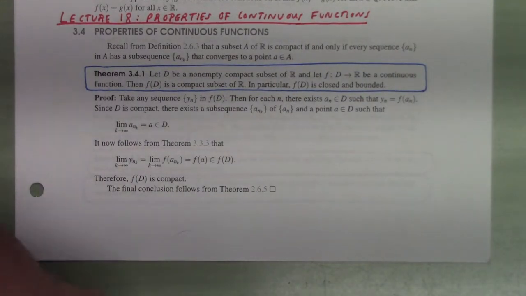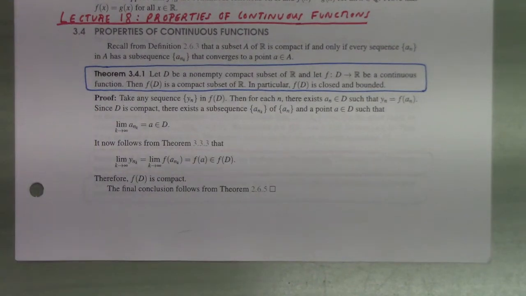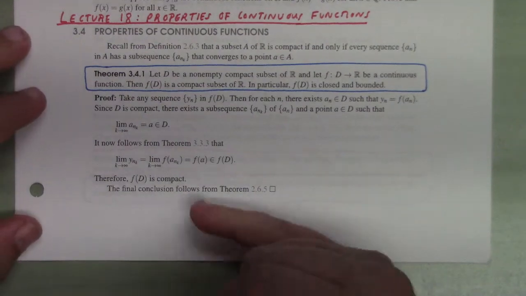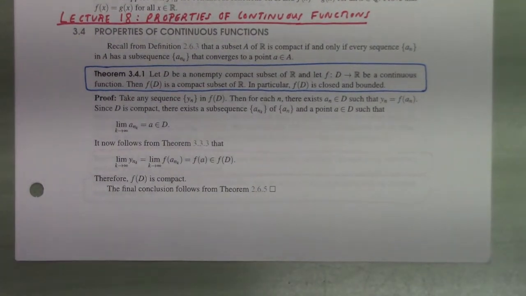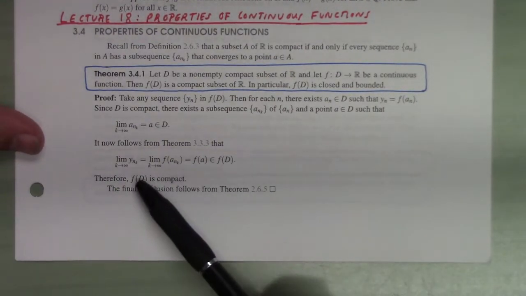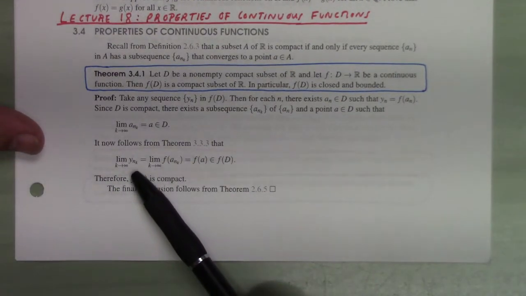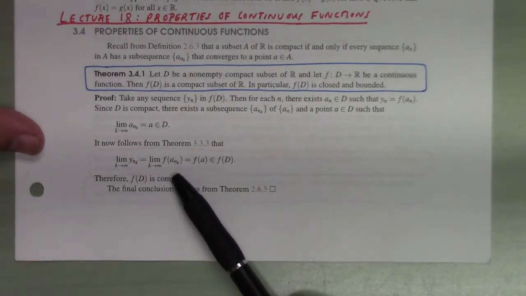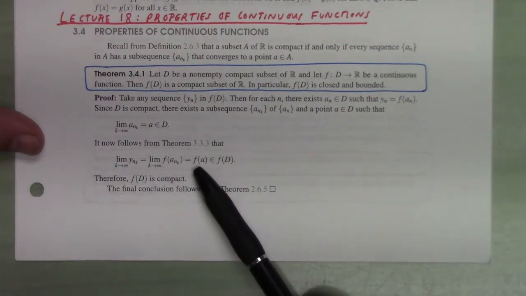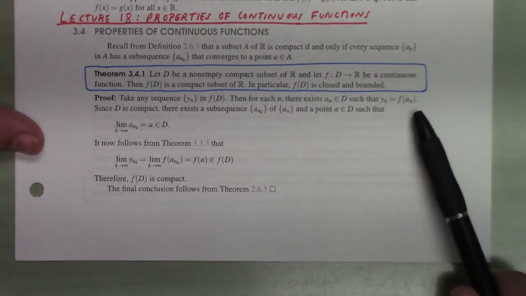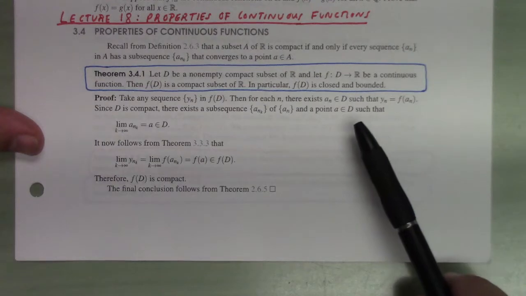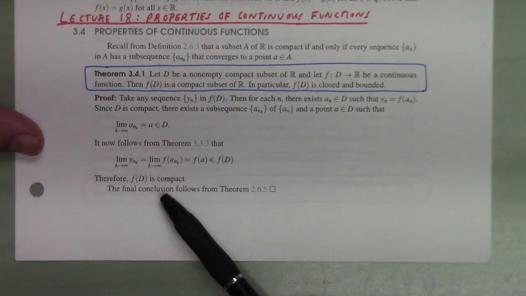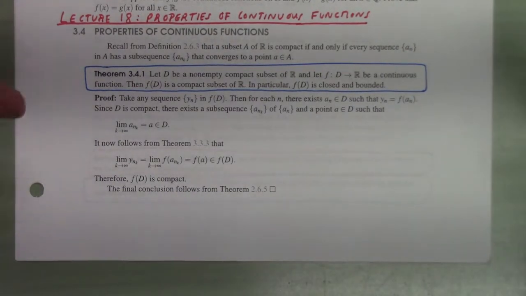So that gives us a way to test the limit in terms of the corresponding sequential limit. So the limit of the subsequence y sub n_k is the limit as k goes to infinity of f of a_{n_k}, which is equal to f of a, right? Therefore, f of D is compact.